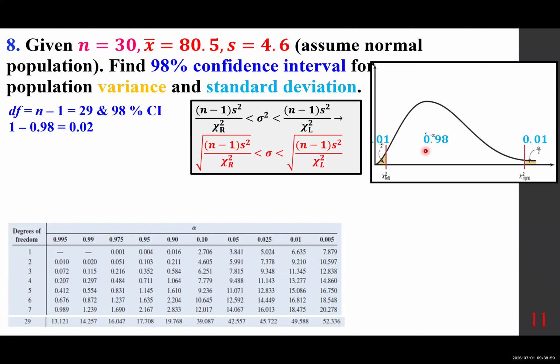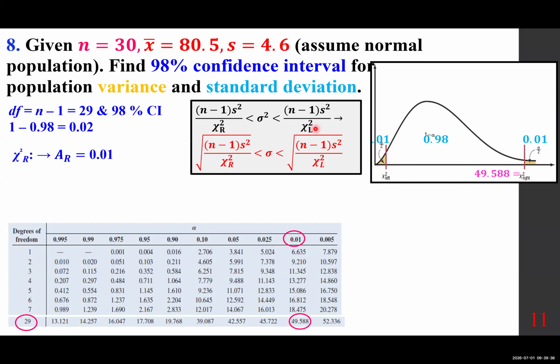Okay. Now, in order to find the chi-squared, notice we have the n, we have the s, right? So we need chi-squared for the right and chi-squared for the left. What is the chi-squared for the right? You need two things. You need degrees of freedom, you have it, and you need the area to the right. Area to the right is 0.01. For this one, area to the left is 0.01. So you look for 29 degrees of freedom and 0.01, you bring them together, and that gives you the number 49.588.